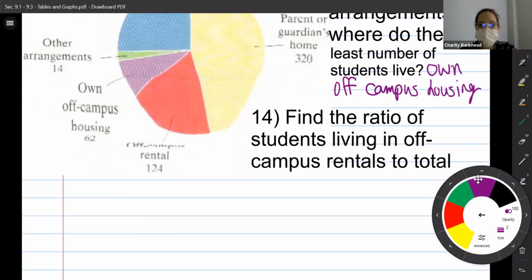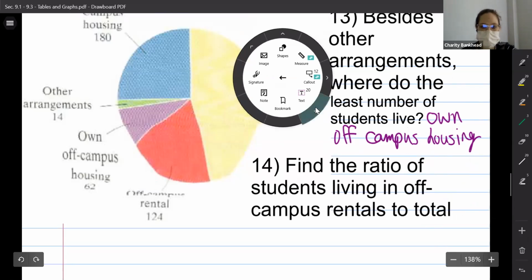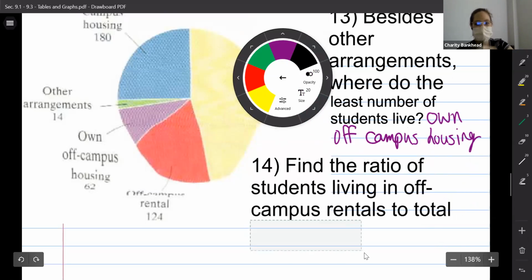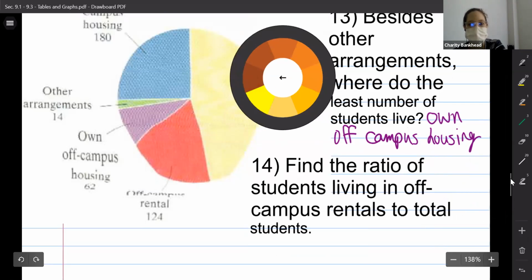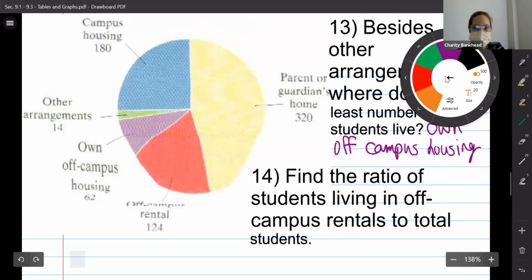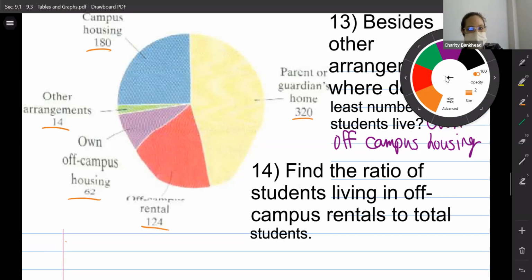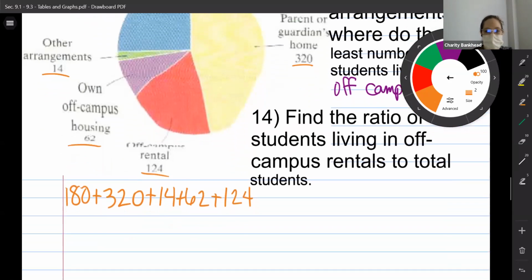And then number 14, find the ratio of students living in off-campus rentals to total, supposed to say, students. So to answer that, we would first need to calculate the total number of students by adding all of those together. Basically we're going to do 180 plus 320 plus 14 plus 62 plus 124. Add all those up. And that'll give us the total number of students in whatever this survey or college is.